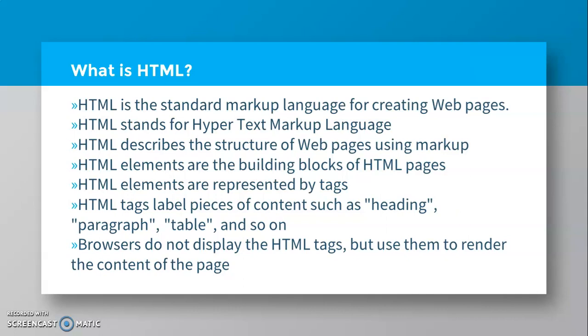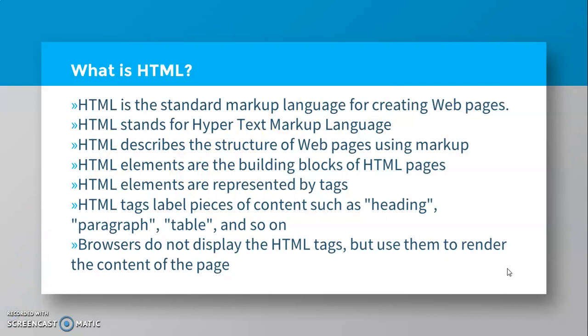Now what is an HTML element? An HTML element is something like a paragraph, a heading, or a table. These are represented by tags. Suppose you want to implement a paragraph, you will use the tag P, or if you want to make a particular text bold, you will use B. So basically HTML tags label pieces of content in your code.